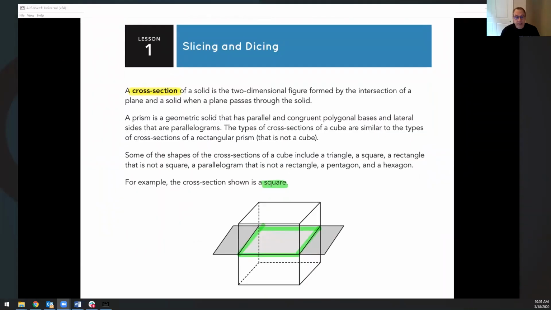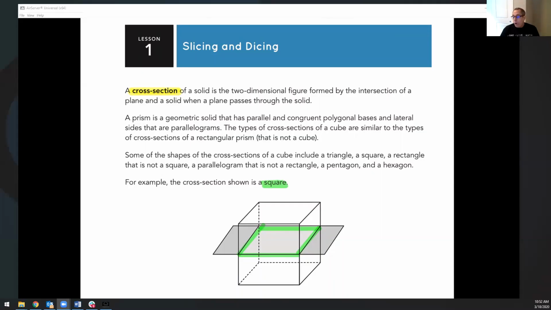So what a cross-section is, is what happens when you take a plane. Now, this is a little piece of paper, but it's a piece of a plane. Remember, an actual plane would go out in every direction forever. What happens when a plane comes along and intersects a three-dimensional figure? And like I said, in this lesson, we're going to be looking at rectangular prisms.